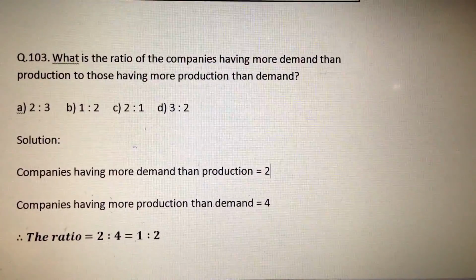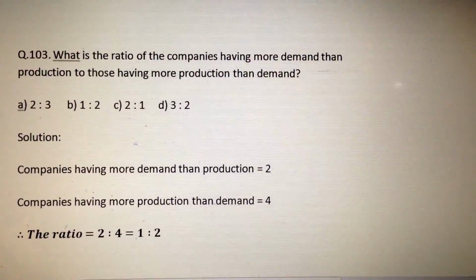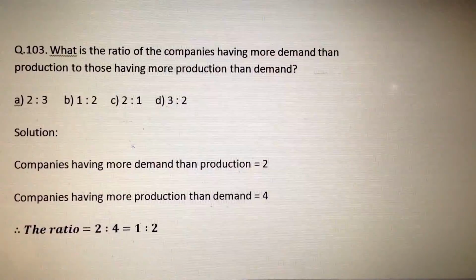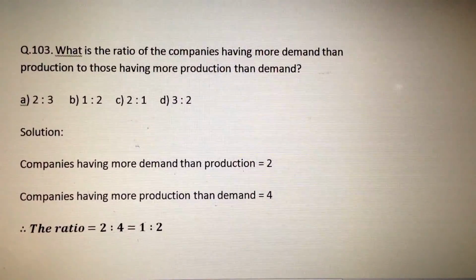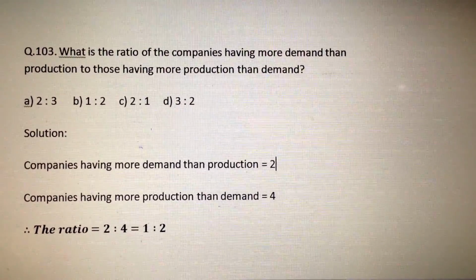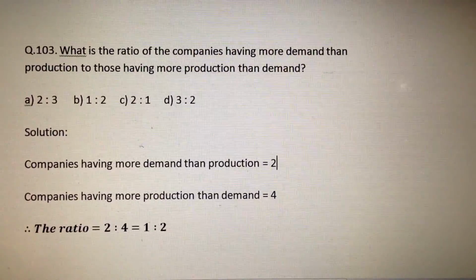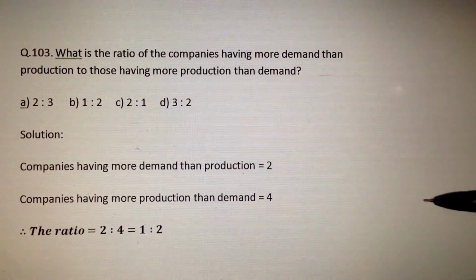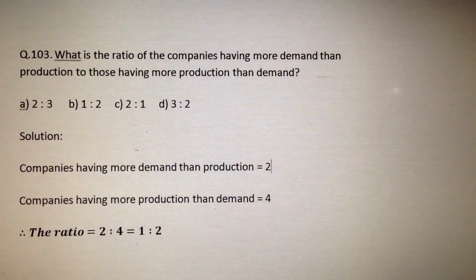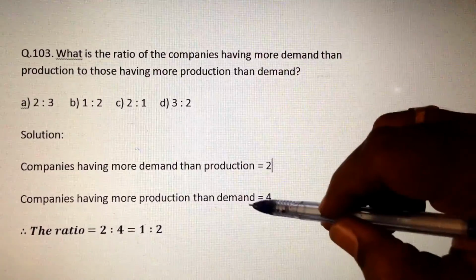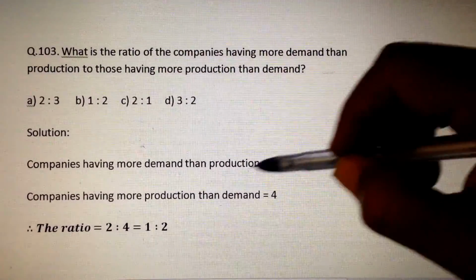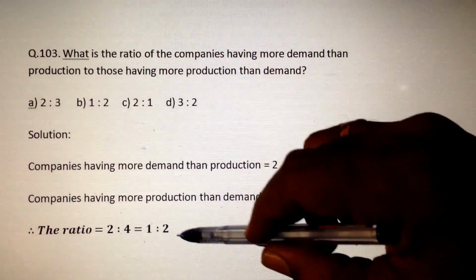First question, what is the ratio of the companies having more demand than production to those having more production than demand? If you see the graph, companies having more demand than production are 2. Similarly, companies having more production than demand are 4. Therefore, the ratio is 2:4, which is equal to 1:2.